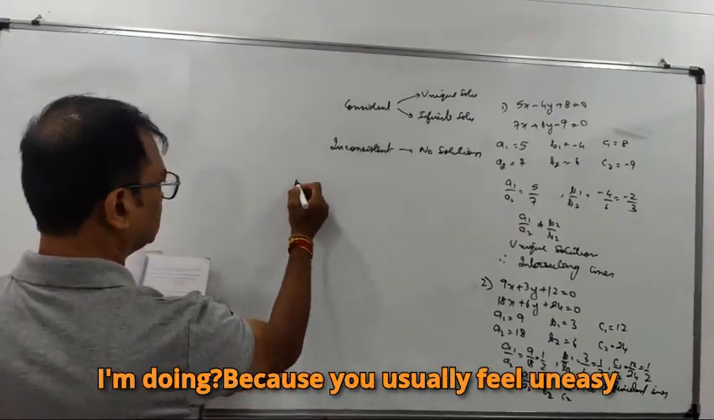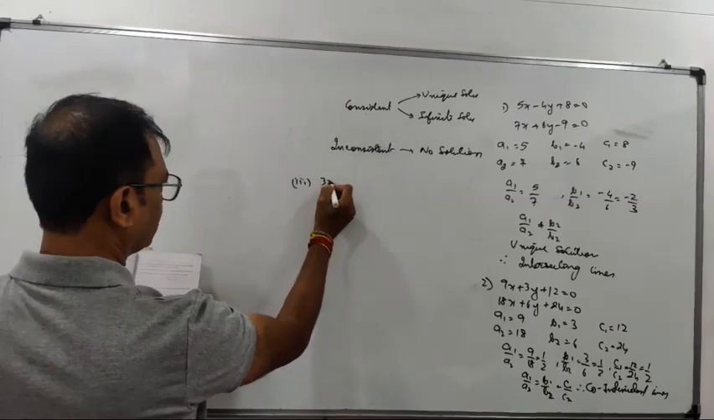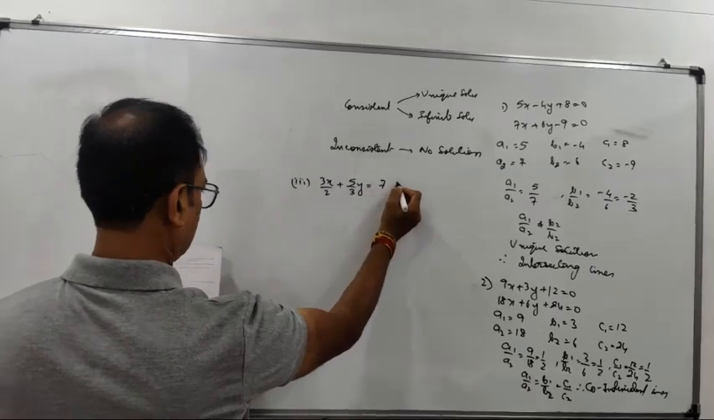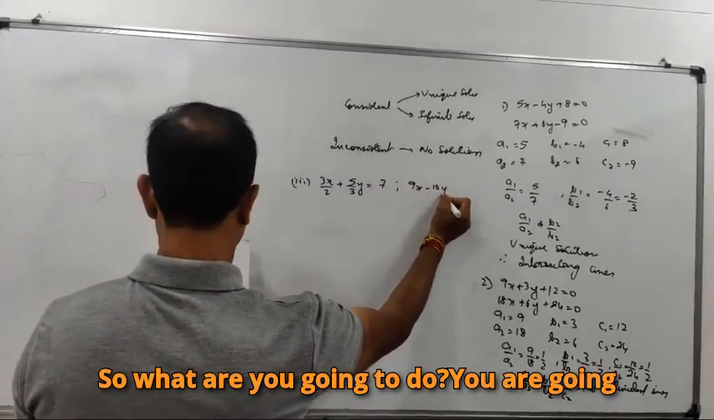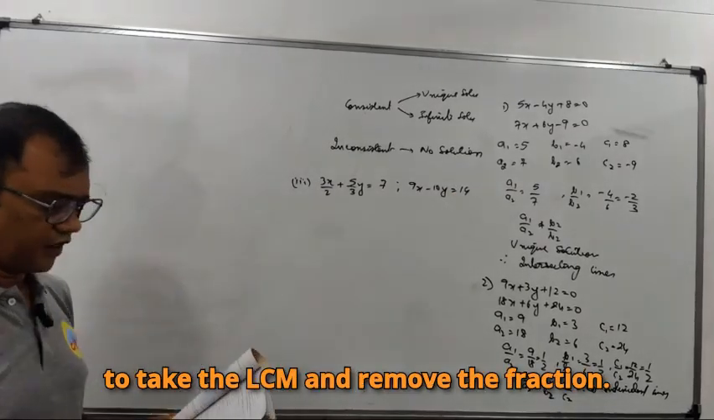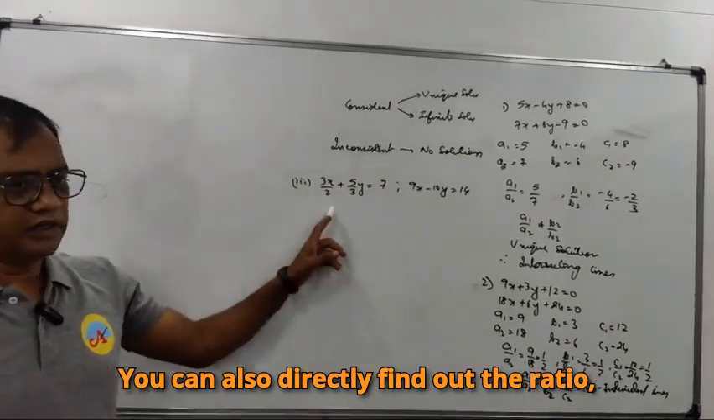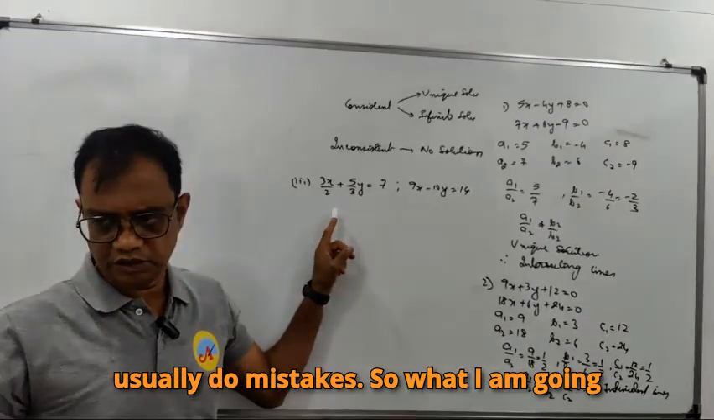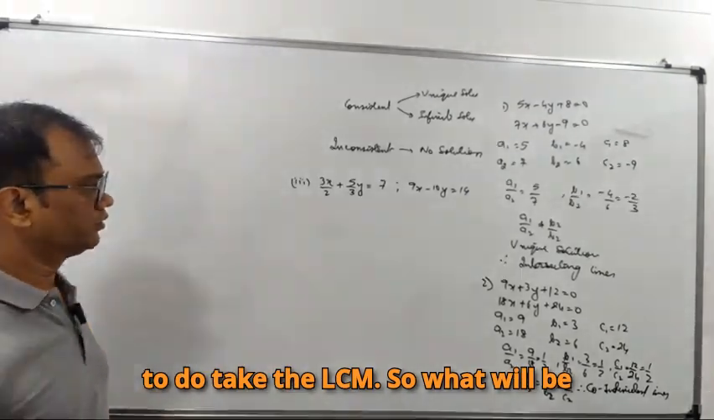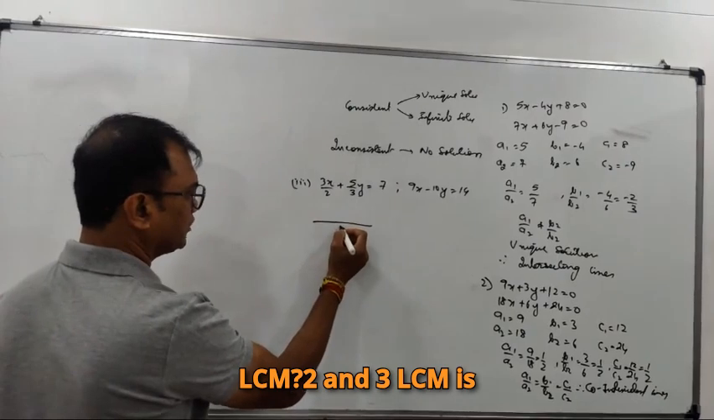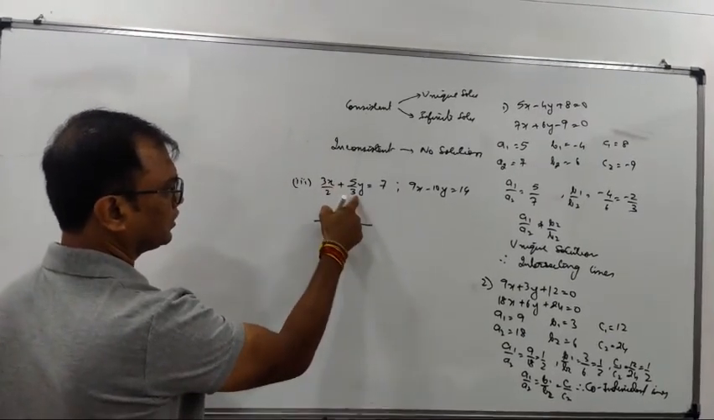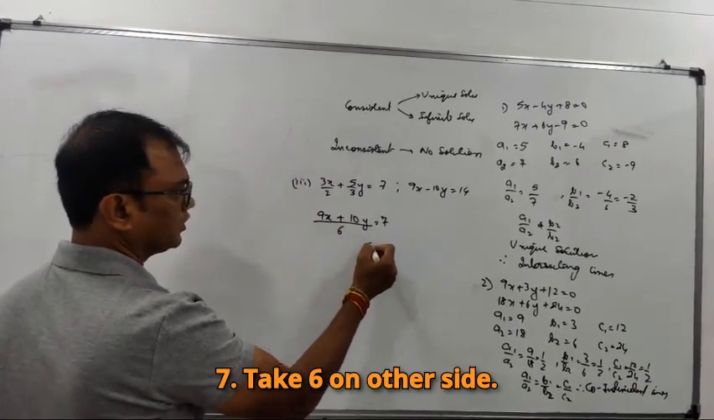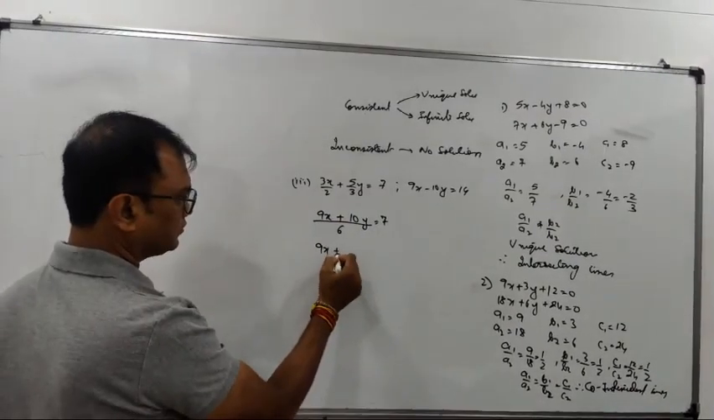Why am I doing this? Because you usually feel uneasy with the fractional portion. So what are you going to do? You are going to take the LCM and remove the fraction. You can also directly find the ratio, but again, when you deal with fractions, you usually make mistakes. So what am I going to do? Take the LCM. So what will be the LCM? The LCM of 2 and 3 is 6. Multiply. Say it louder. Plus equal to 7. Take 6 on the other side.